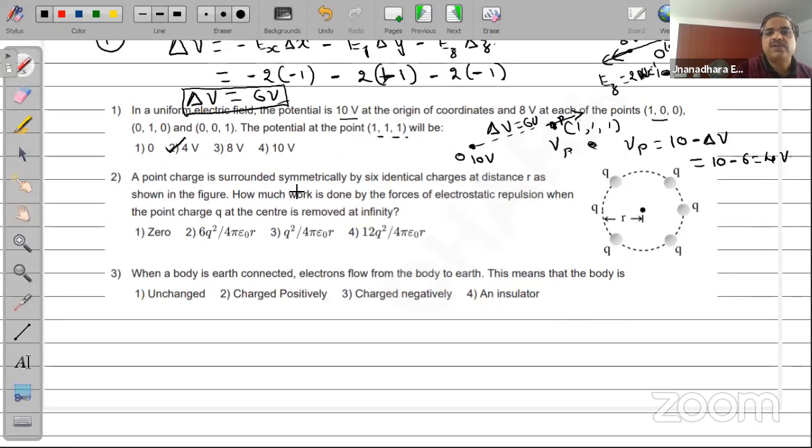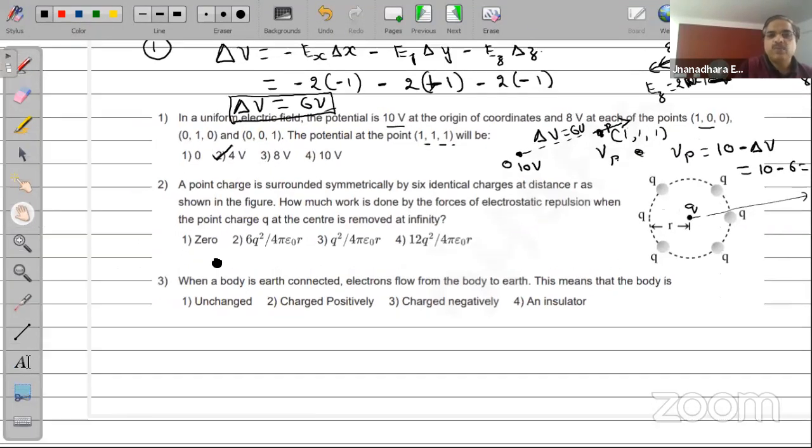A point charge is surrounded symmetrically by 6 identical charges at distance r, as shown in the figure. How much work is done by the forces of electrostatic repulsion when a point charge q at the center is removed to infinity? So initially the point is here, okay, q. From here, I have to move up to infinity.